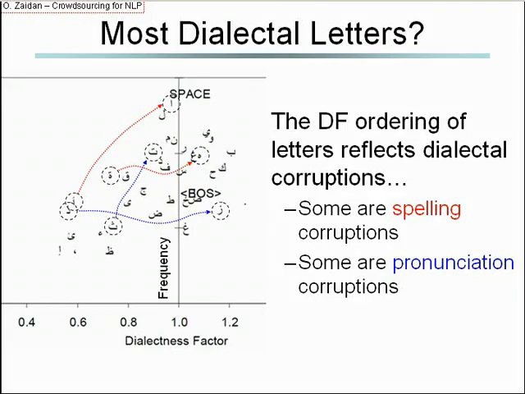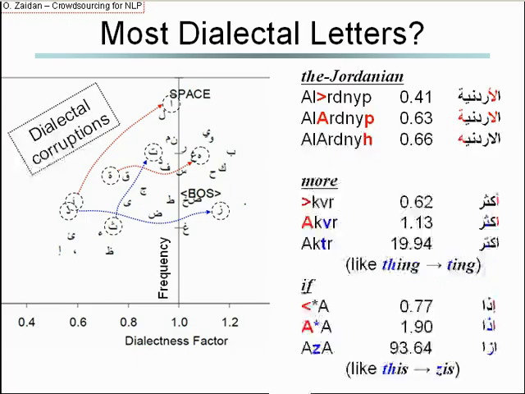reflects certain dialectal corruptions. So transitions between pairs of letters in red arrows reflect spelling corruptions in Arabic, and pairs of letters annotated with blue arrows reflect pronunciation corruptions typical of, in this case, the Levantine dialect. What this means, in other words, is if you look at a certain word that means the Jordanian, you're going to see three different forms of this word, and only one of them is the correct one. It has a correct spelling, and it's the most MSA form of the word.